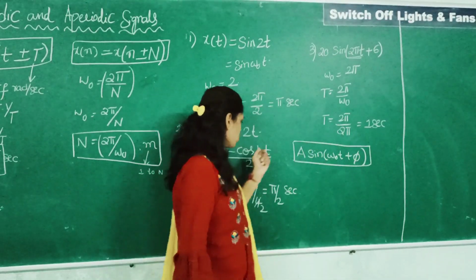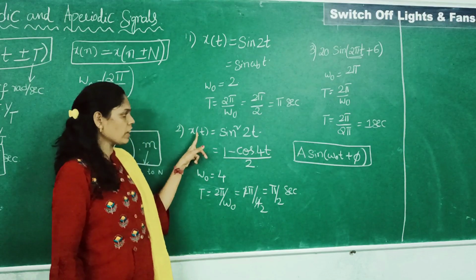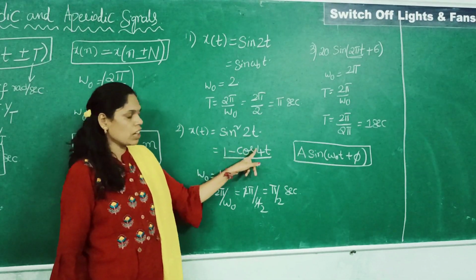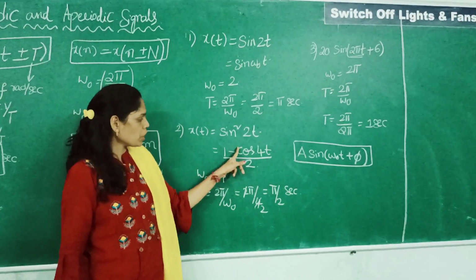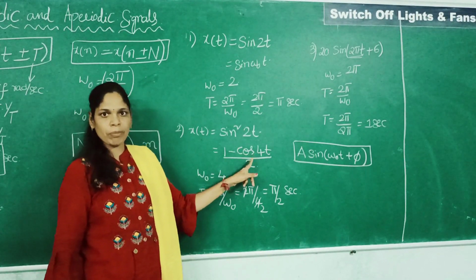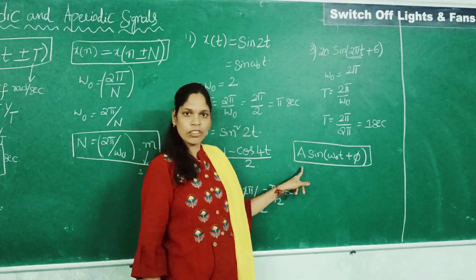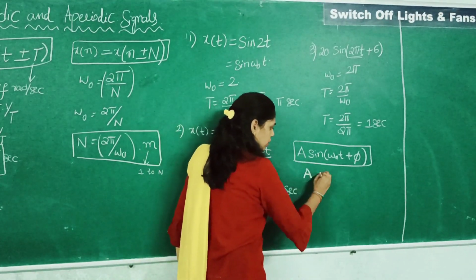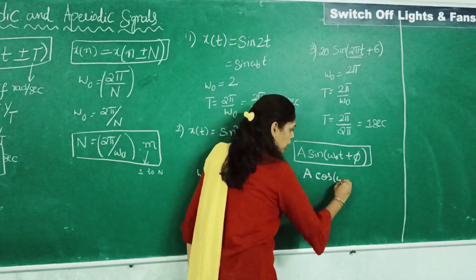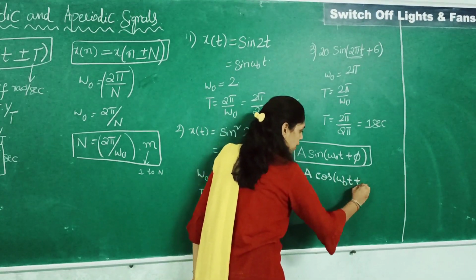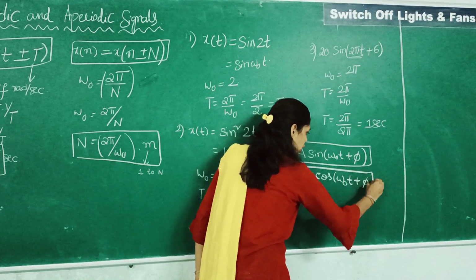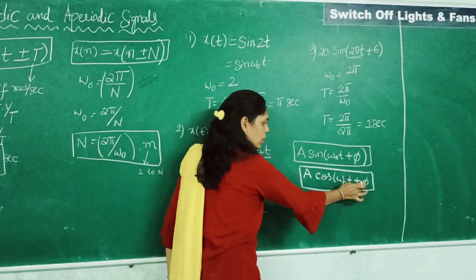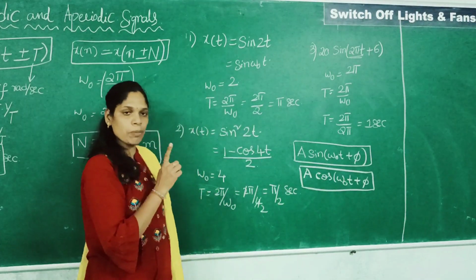If you come to the second example, what do we have? x of t equal to sin square 2t. So what are you getting? 1 minus cos 4t divided by 2. So you will get 1 by 2 minus 1 by 2 cos 4t. Here A equal to 1 by 2. So A cos omega naught t plus phi. So this is also periodic in nature. 1 by 2 cos 4t plus 0. So then that signal is also a periodic signal.